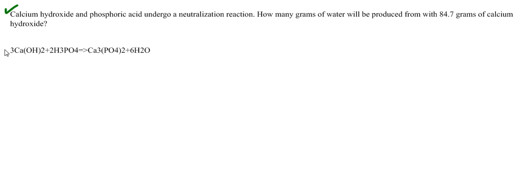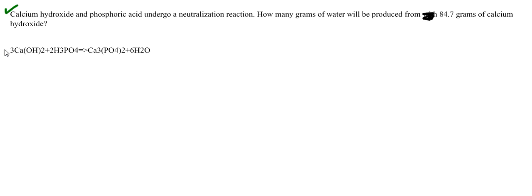So, calcium hydroxide and phosphoric acid undergo a neutralization reaction. How many grams of water will be produced from 84.7 grams of calcium hydroxide? Obviously, you'll need to write out the equation, and this is the equation that we have right here. It's already balanced, so I pulled it right off of the question generator on the ChemLinks page, so there's a lot of practice right here. There's not so much practice in the naming of the compounds, but there is a lot of practice of the actual stoichiometry, so I highly recommend that you do that.